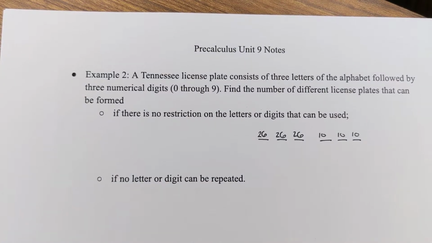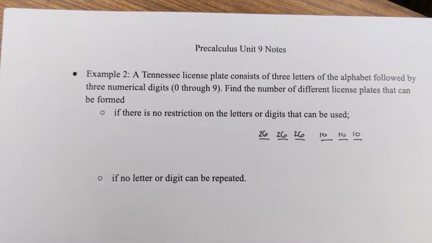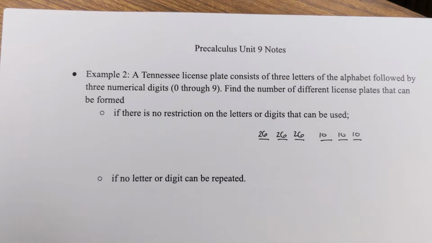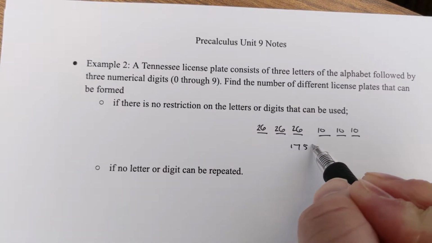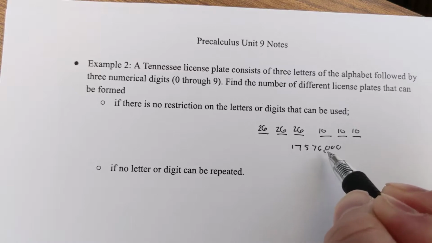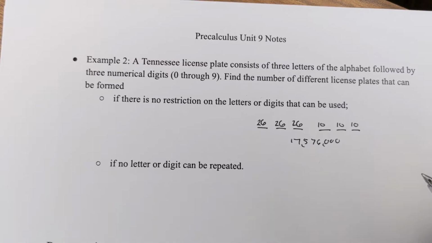So the total number of ways that I can make this selection is 26 times 26 times 26 times 10 times 10 times 10. So there are 17,576,000 different license plates, so about 17 million.